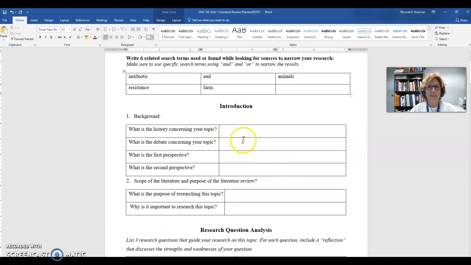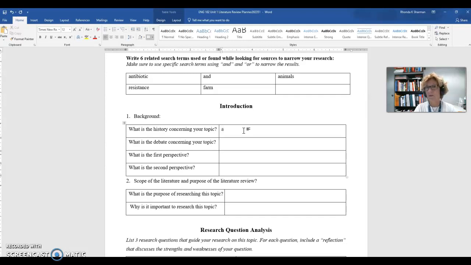Then you're going to give me a little information that you learned about your topic. So a little bit of the history of this issue. This is limited to the two articles that you found. So based on that information, what do you know about the origin or the background of this topic? So give a little bit of information.